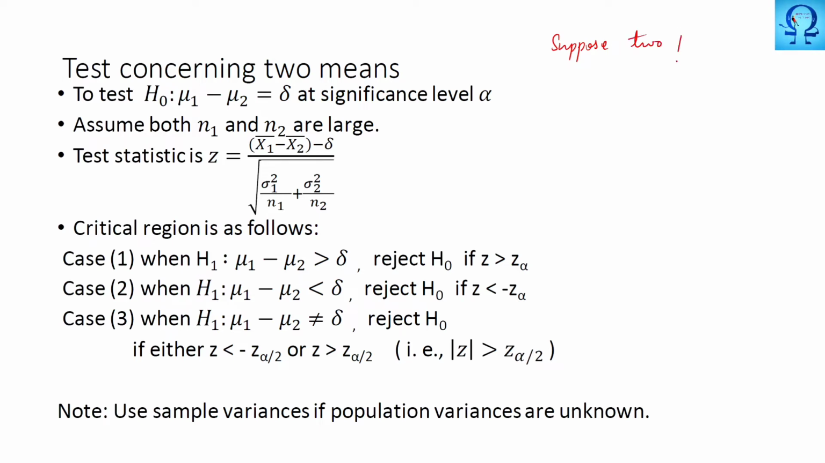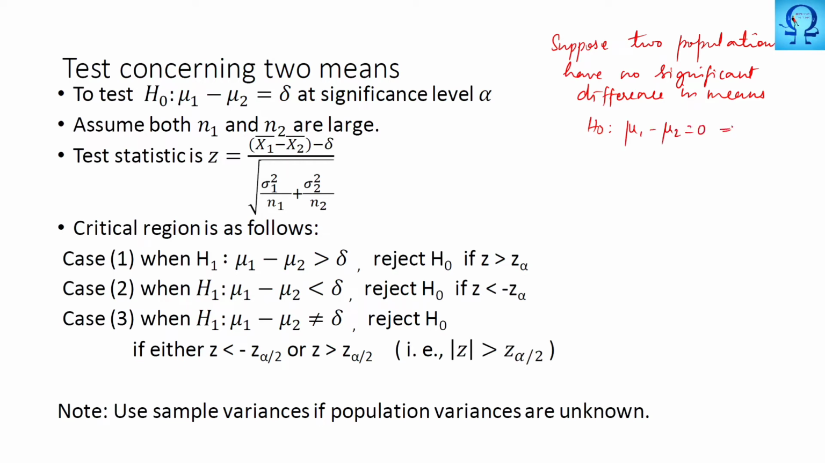Suppose the two populations have no significant difference in means. Suppose this is the case, then our null hypothesis would be mu1 minus mu2 is 0. That is, mu1 and mu2 are equal.